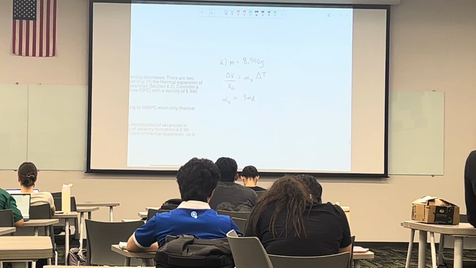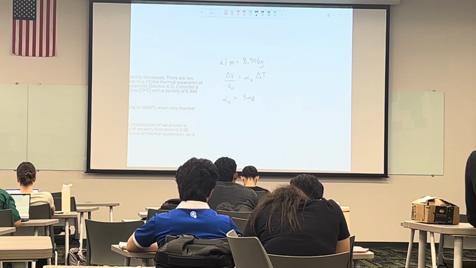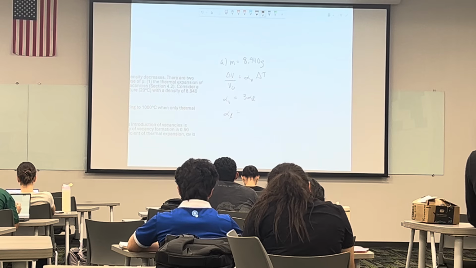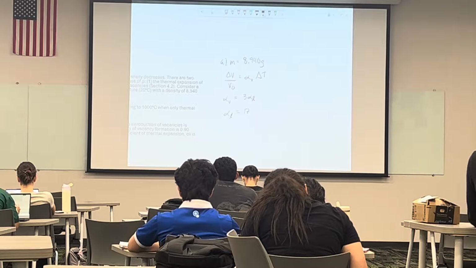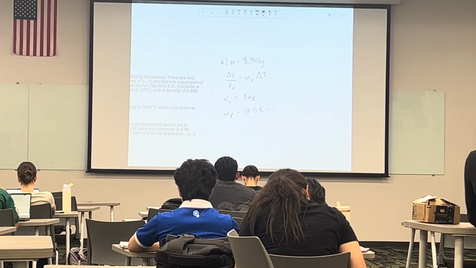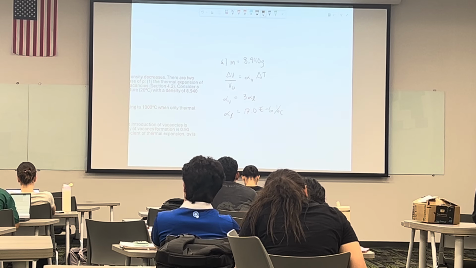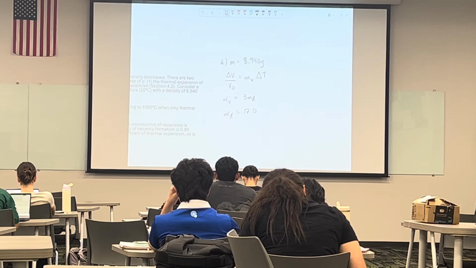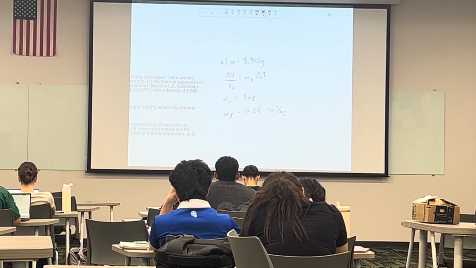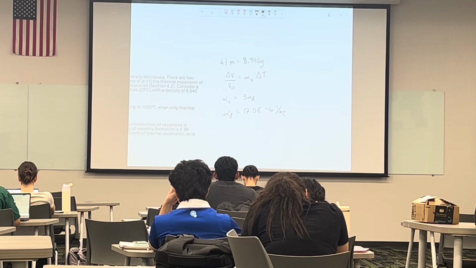And so to figure out the alpha L of copper, that's just given in the table again, in table 19.1 in your textbook. But I will go ahead and write it here. That should be 17 times 10 to the negative 6 inverse degrees Celsius.